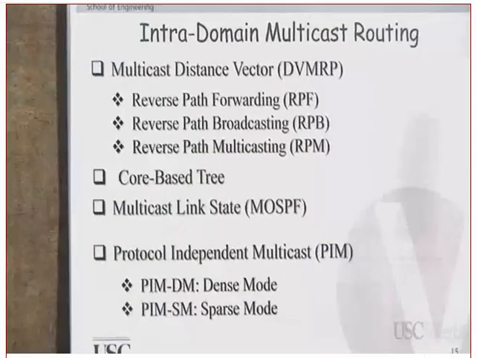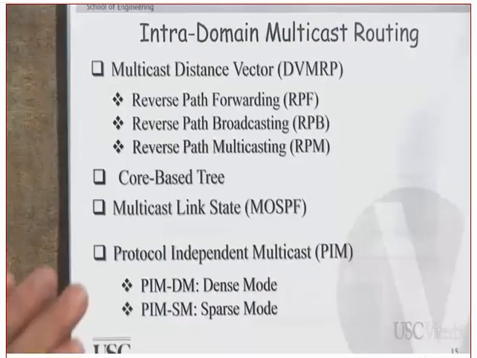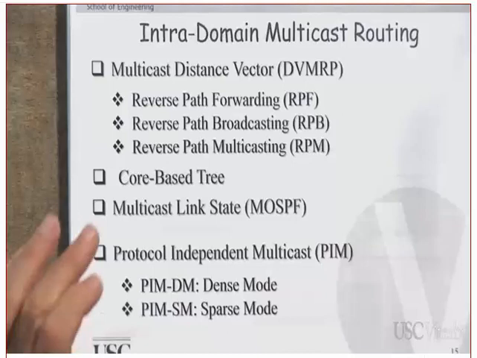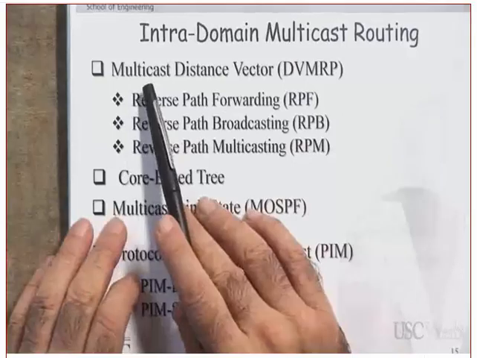We call it DVMRP. DVMRP stands for the Distance Vector Multicast Routing Protocol. This one is also based on the unicast distance vector. By the way, these are the algorithms that might be used in here. The other type is multicast link state, which we refer to as MOSPF. MOSPF stands for the Multicast Open Shortest Path First.